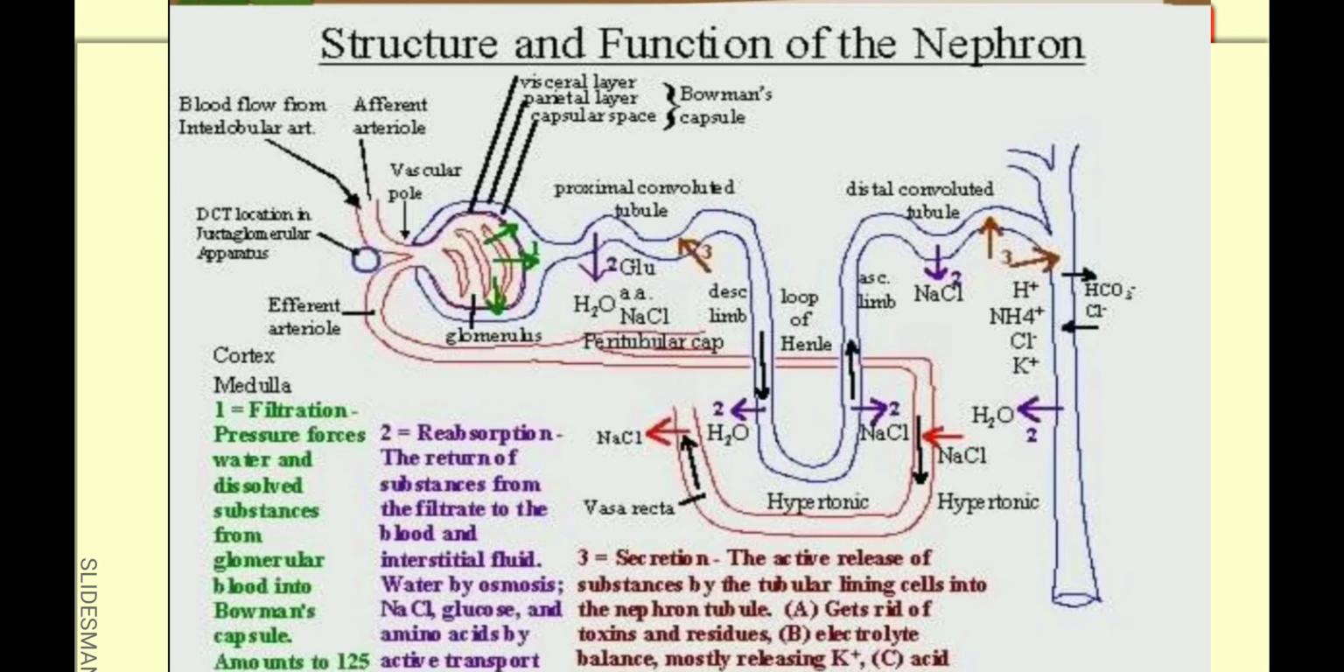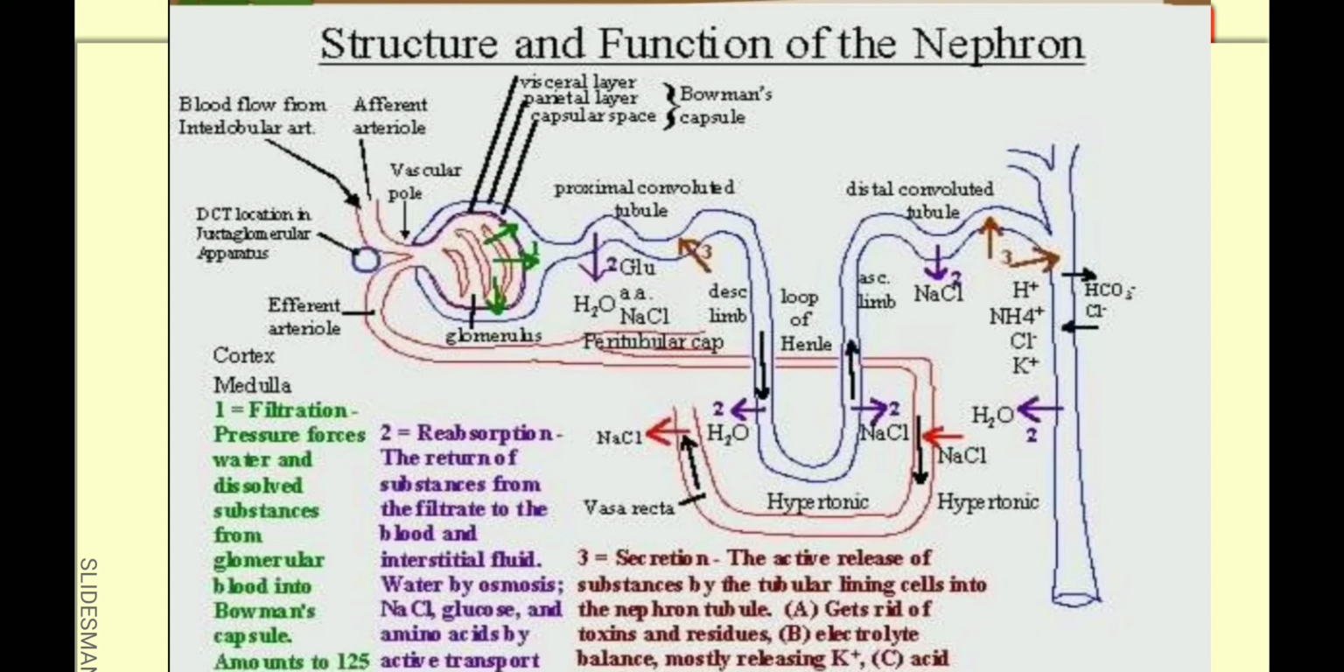So this is the structure and the function of the nephron. So looking back at the nephron, we know that there are three roles of the nephron: filtration, reabsorption, and secretion. So for filtration, pressure forces water and dissolved substances from glomerular blood into Bowman's capsule, and it amounts to 125 ml per minute.